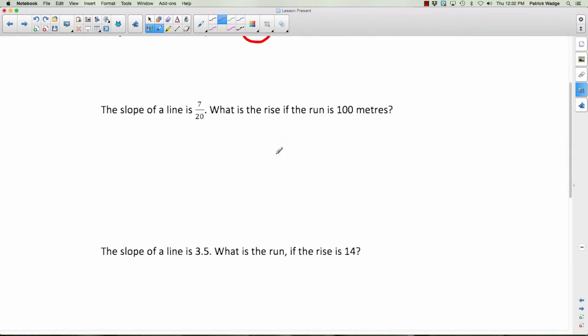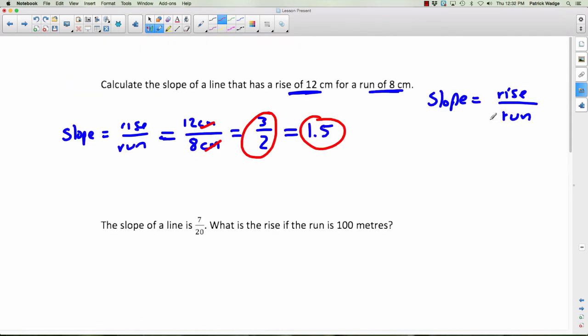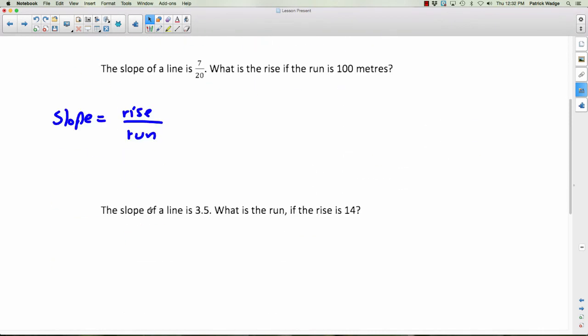Okay, the next one's a little different. This time they give you the slope, and they give you the run, and you have to find the rise. All right, I'm going to move this equation down here. It's going to be useful here. So we know the slope is 7 over 20. So where it says slope, guess what we're going to write? 7 over 20. I'm just replacing the word slope with 7 over 20 equals rise. Do we know the rise? No. It says what is the rise? We don't know the rise. So I'll put a big R here for rise. If the run is 100 meters, that goes here.